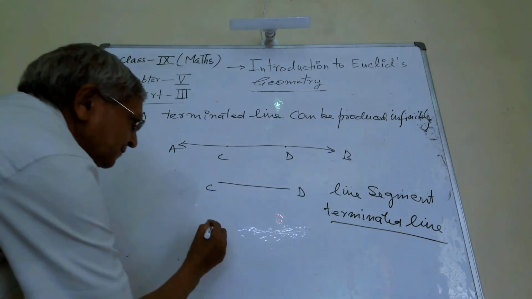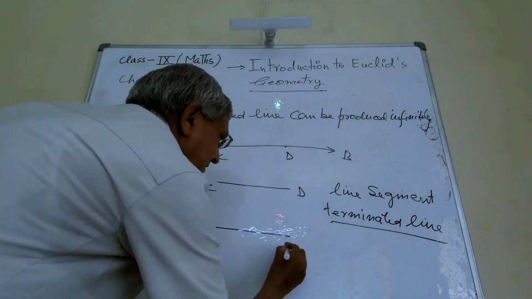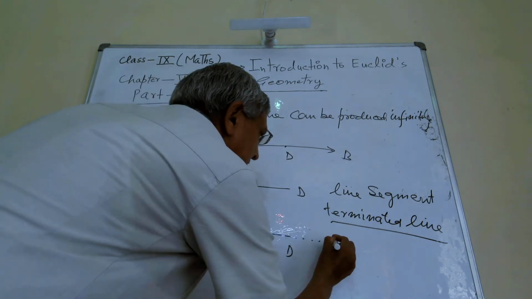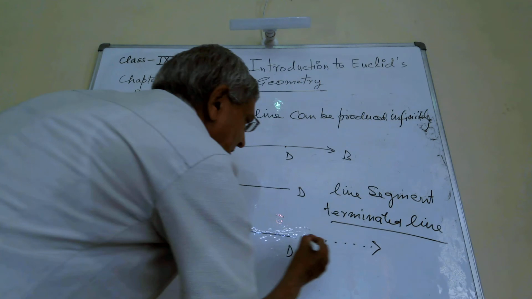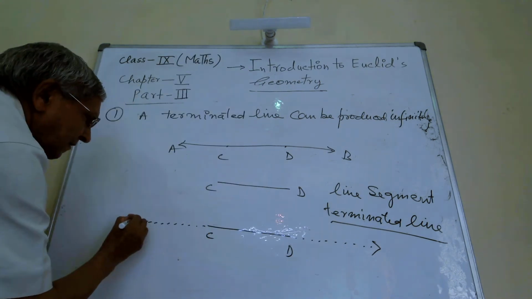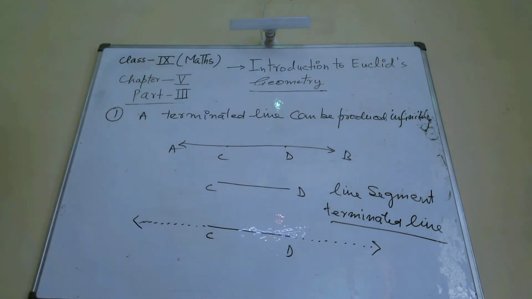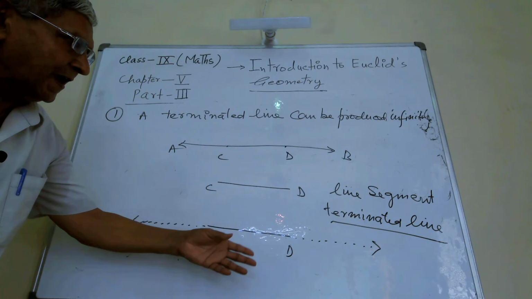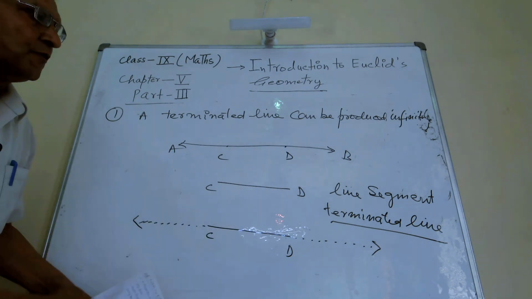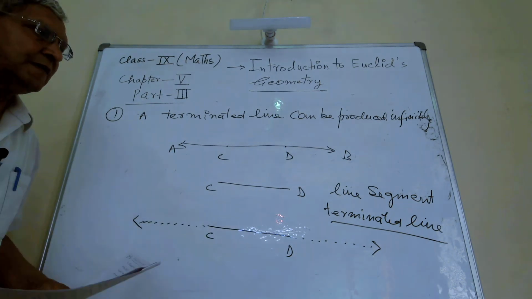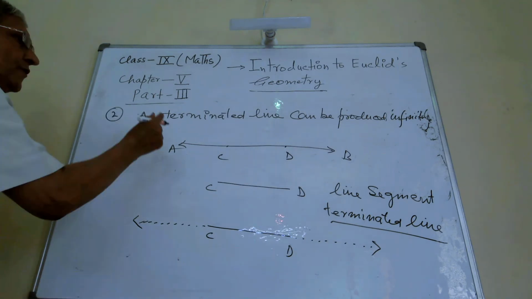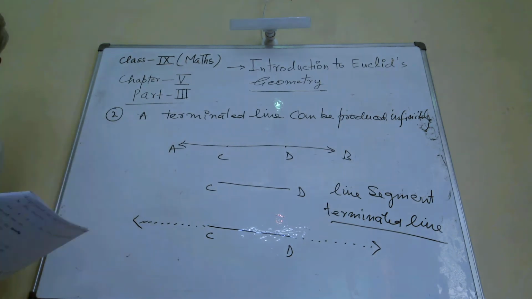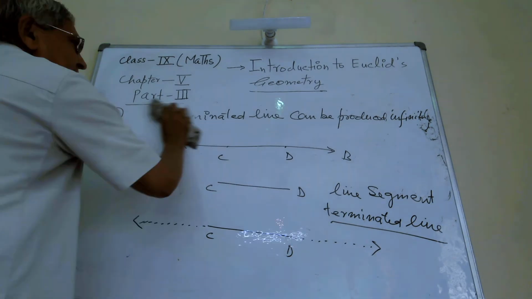How? This is CD, and it can be extended. This line segment, or terminated line, can be extended infinitely on both sides. This is the second postulate of Euclid. Now come to the third postulate.